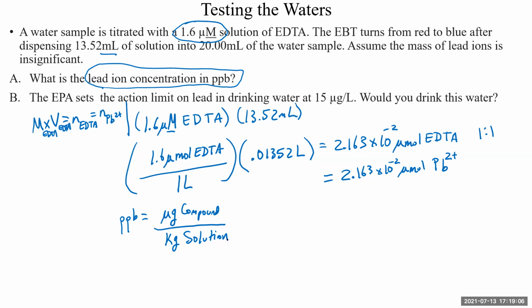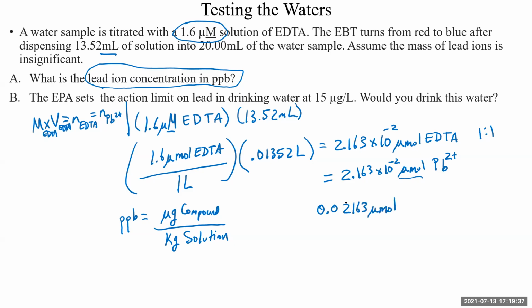Okay, so it looks like we have our work cut out for us because we don't have micrograms of our lead 2 plus, but we do have the number of micromoles. So let's see. If I take my micromoles, I don't think I really need scientific notation. I'm just going to write this as 0.02163 micromoles.